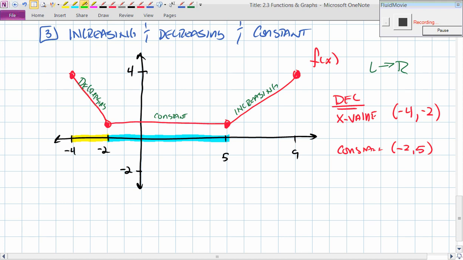So last one, what intervals of x is my function increasing? From 5 to 9. So it's increasing on the interval of x from 5 to 9.